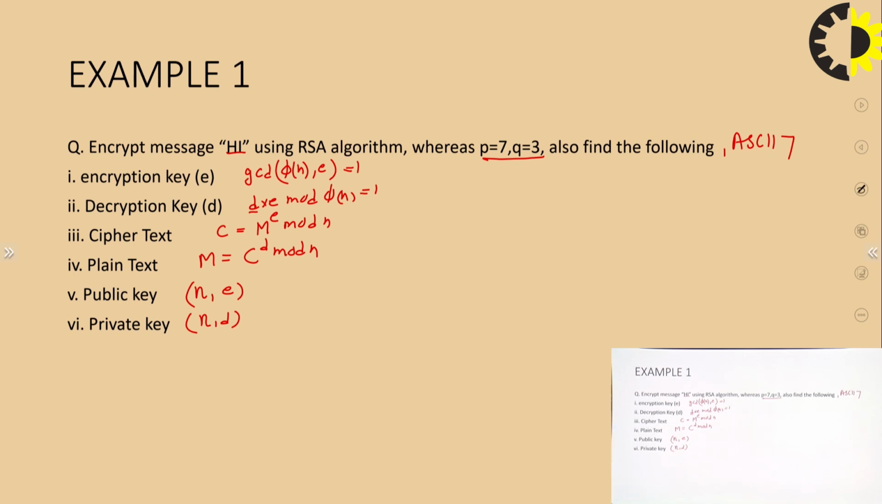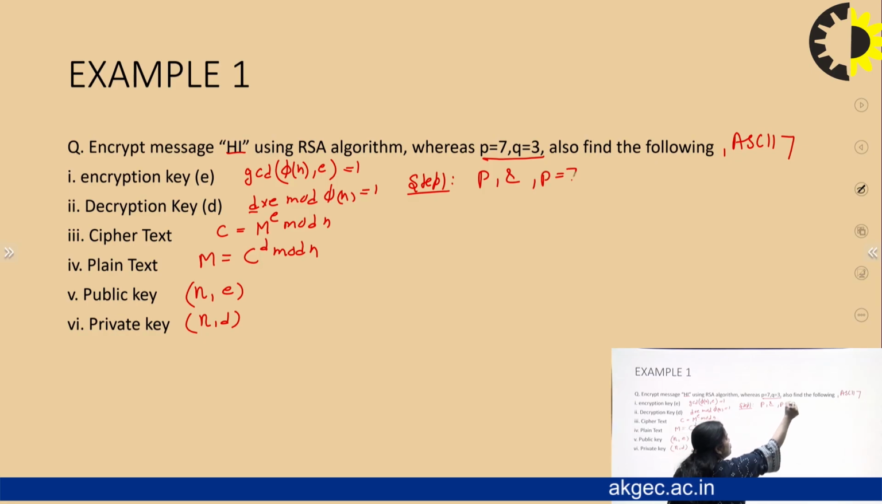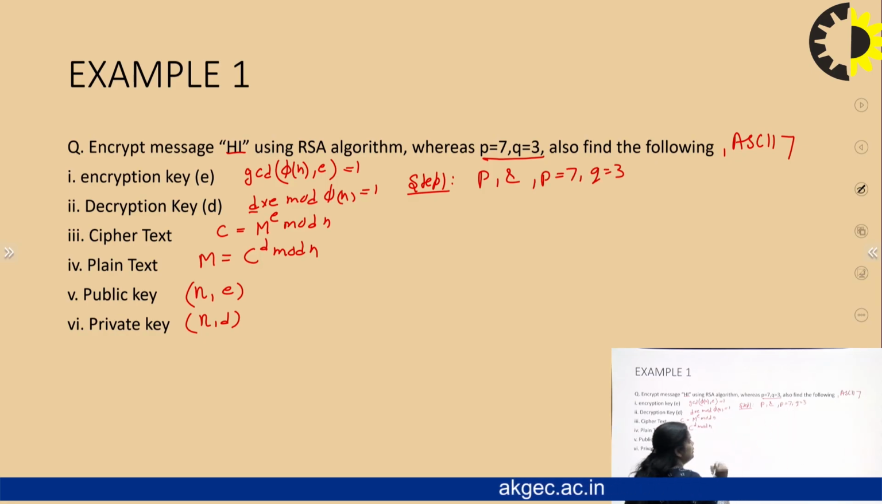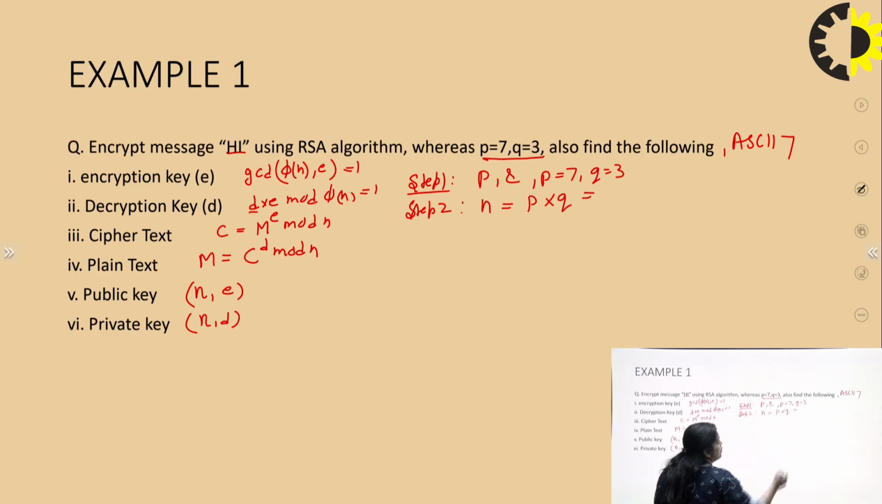Now the first step: selecting p and q. Here p equals 7 and q equals 3. In step 2, you have to calculate n. p is already given as 7. Now you calculate n, where n equals p into q. That is 7 into 3, that is 21. In step 3, you have to calculate phi of n.